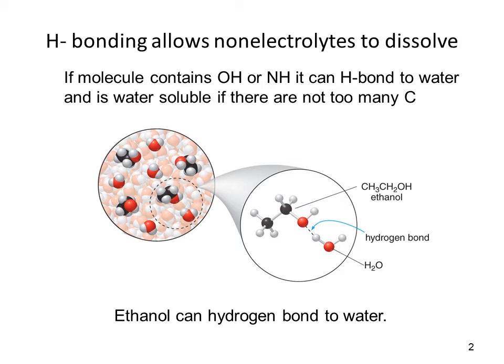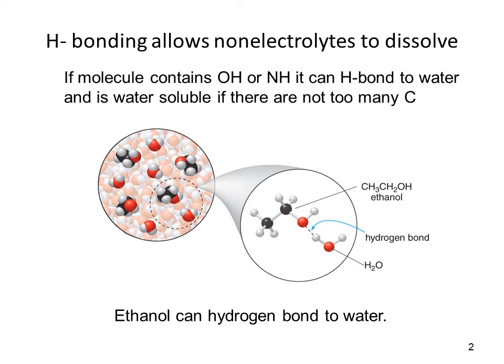The hydrogen that is on the oxygen in the ethanol molecule can hydrogen bond also to an oxygen in a water molecule. So there's more than one place for hydrogen bonding to occur on ethanol. In fact, there's two places for an oxygen to hydrogen bond to two water molecules. So there's a lot of hydrogen bonding going on with ethanol.